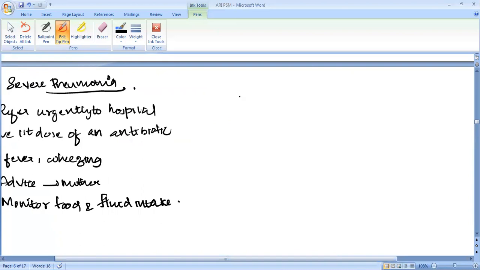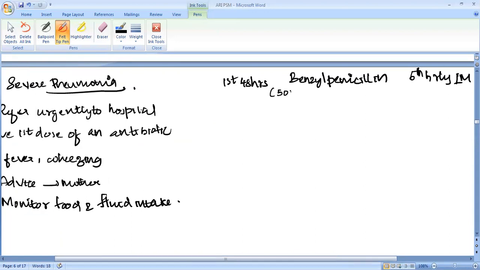So how will we start the antibiotic? There is an order. First, within the first 48 hours, we start benzyl penicillin. It can be given 6th hourly intramuscularly. The usual dose of benzyl penicillin is 50,000 international units per kilogram body weight per dose.